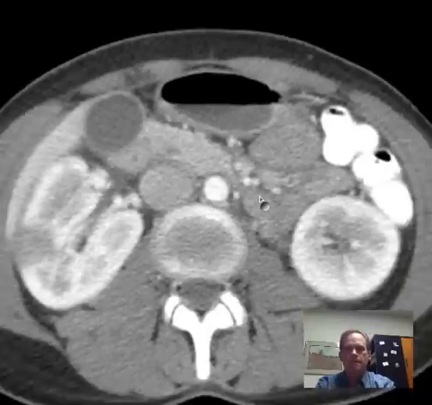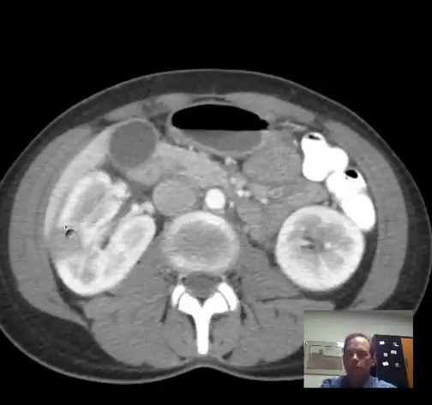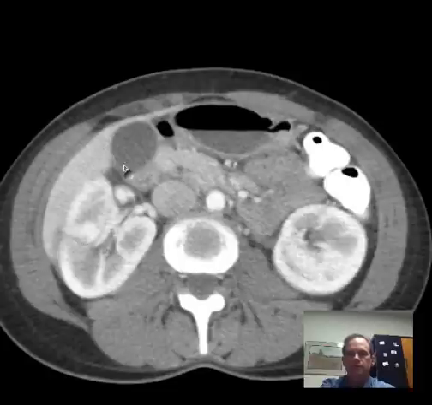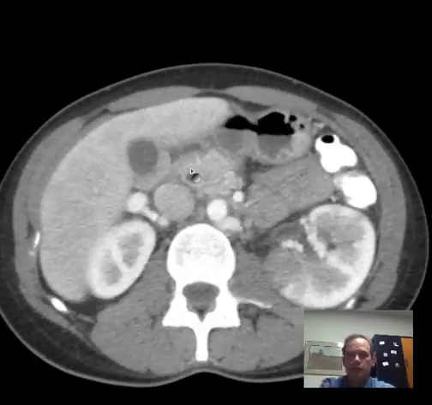So let's shrink it down a little bit. There's something here. Is that a Bosniak category 1 cyst? No. You can see it's not really well marginated. It's not uniformly low in attenuation, and it really looks like it's enhancing a little bit. How about this? Is that a Bosniak category 1 cyst? No. First of all, it's not in the kidney, and second of all, it's the gallbladder. Okay, so look at this left kidney now.